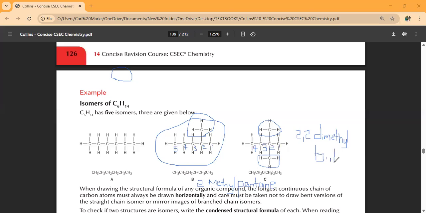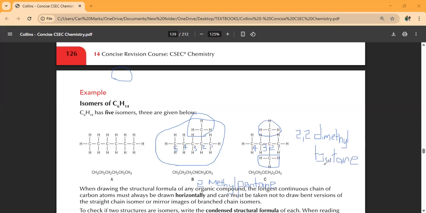And what's the ending we have to put there? What's the functional group? Butane. The functional group is the carbon to carbon single bonds, so it's A-N-E. So this compound here is 2,2-dimethylbutane. Right? So that's how we do our naming with branches.